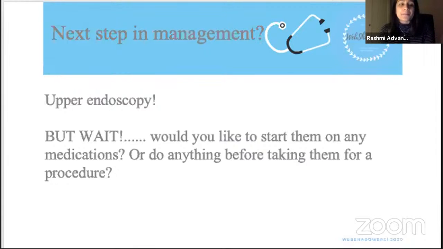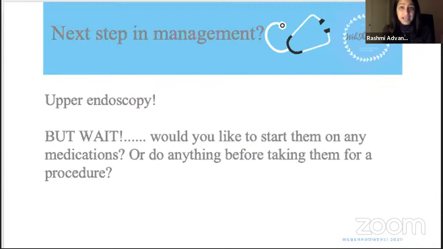But one thing is that, like I mentioned earlier, you don't want to just do a procedure on someone that you haven't fully evaluated, right? So in her history and physical exam, she's a little tachycardic, her hemoglobin's 8, and she's still having black stool. There are a few things you need to do before you just take this patient to the endoscopy suite, because again, it's a procedure.